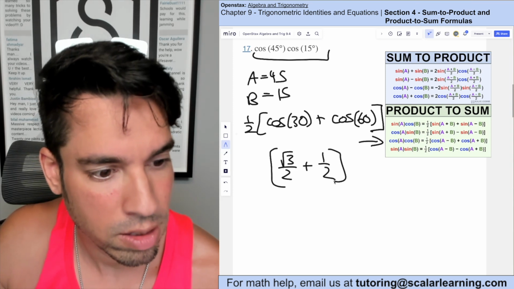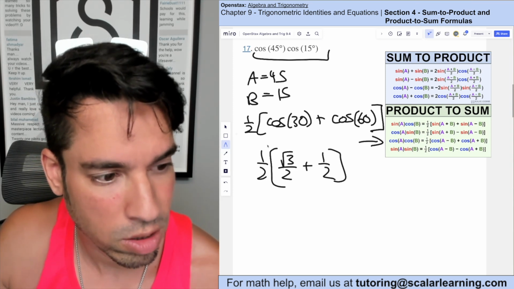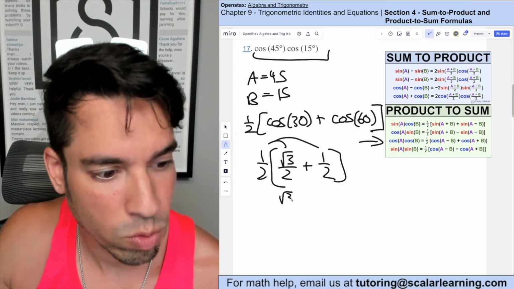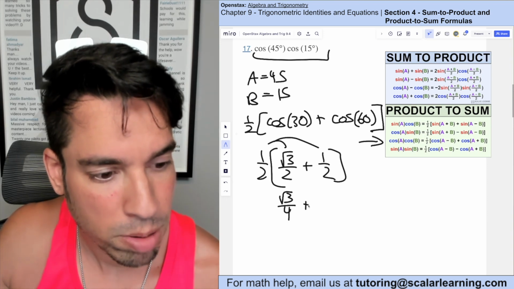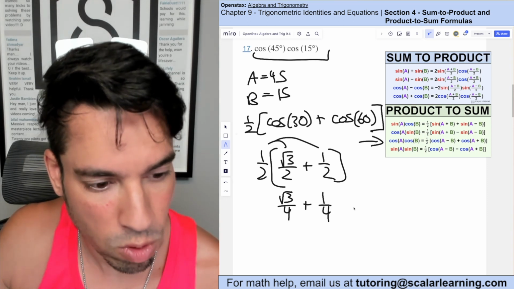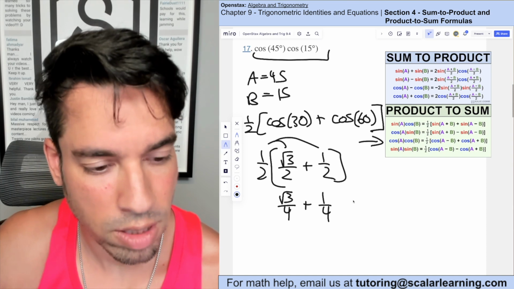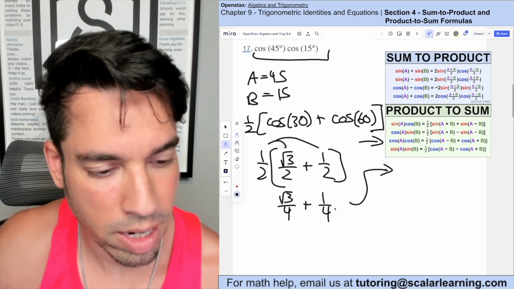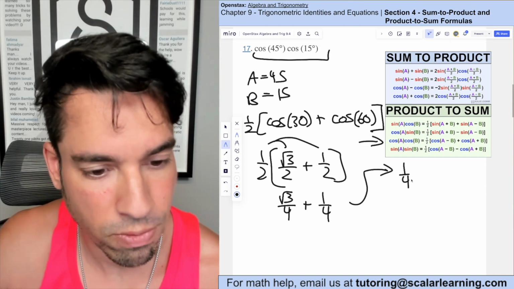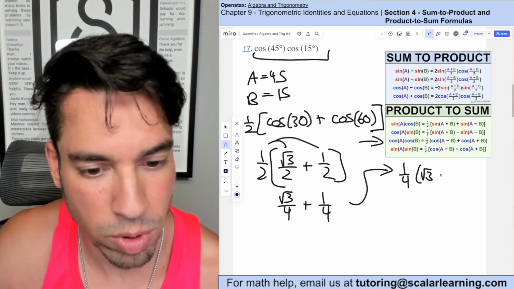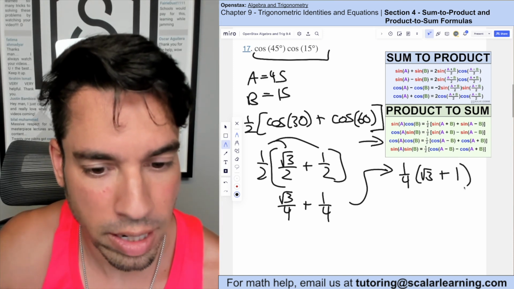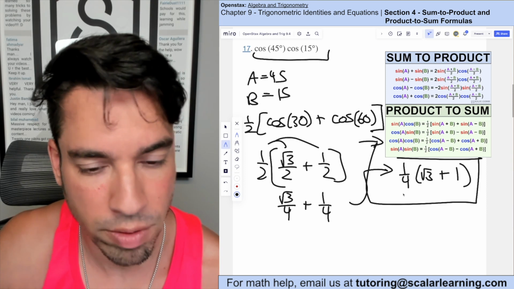So then we have this, and then we have a 1/2 times it, so let's distribute. So then we have rad 3 over 4 plus 1 over 4. And now I could consolidate it to have a single denominator, but the way that they wrote it in the answer key is they factored out 1/4 from this, and then they have rad 3 plus 1 like this. So there you go, all equivalent, done.